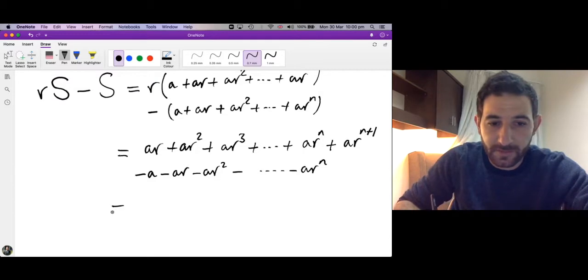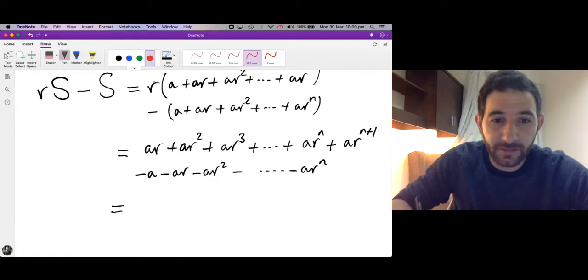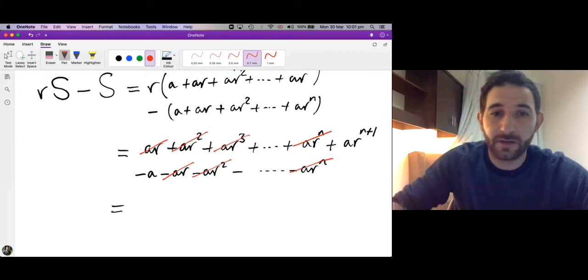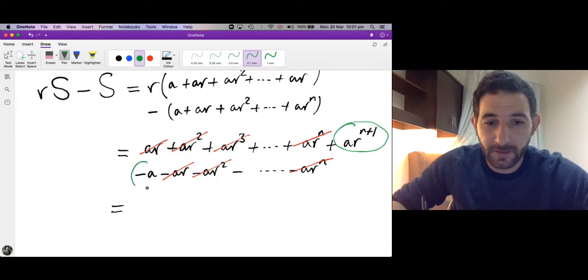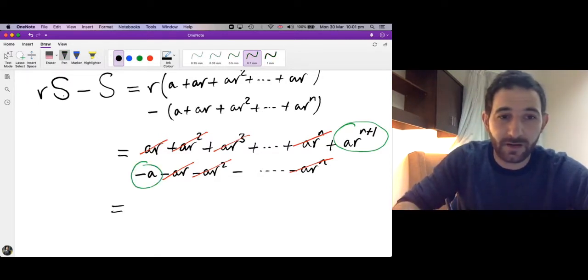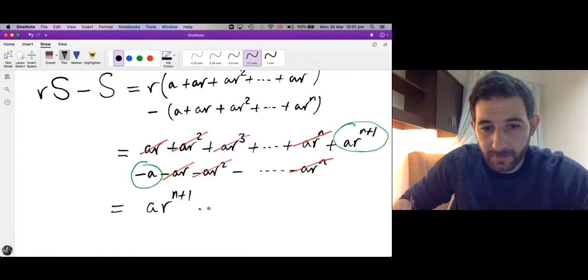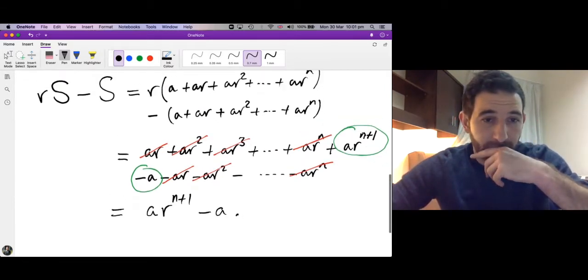Now again, addition is commutative and associative, so check that here we have AR minus AR, AR squared minus AR squared, and so on up to AR to the n minus AR to the n. So what we are left with, two terms, this term and this term. So this means that RS minus S is equal to A R to the power n plus 1 minus A. So this is what we have.